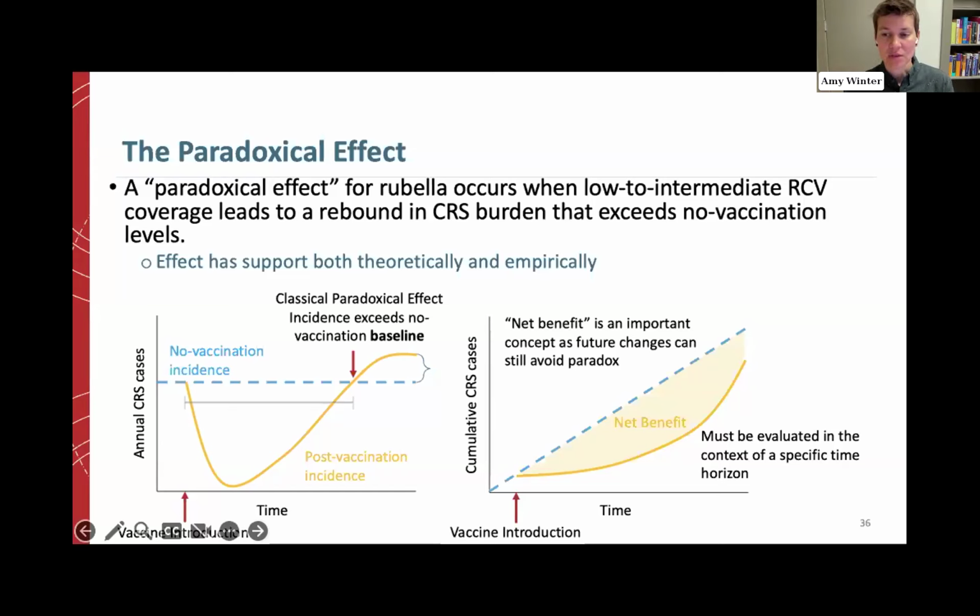We'll start by looking at the results showing the 30-year net benefit, because this is the lower bar for success, given it's possible to have a net benefit over 30 years, even with an increase over the no vaccine baseline before those 30 years are up. Next slide.